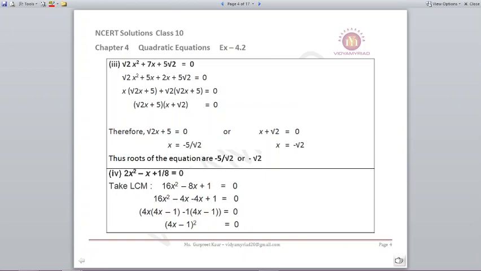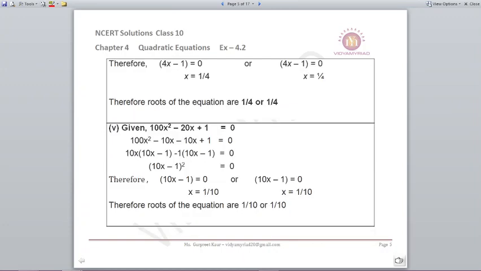Fourth part, 2x square minus x plus 1 upon 8 equal to 0. Now we will take the LCM. It becomes 16x square minus 8x plus 1 equal to 0. You will split minus 8x as minus 4x minus 4x, which becomes 4x minus 1 the whole square. That means the roots of the equation will be same for both, that is 1 upon 4.